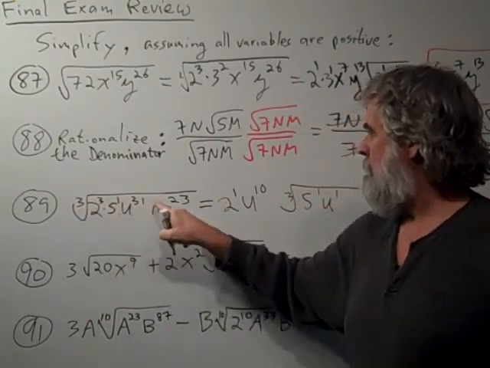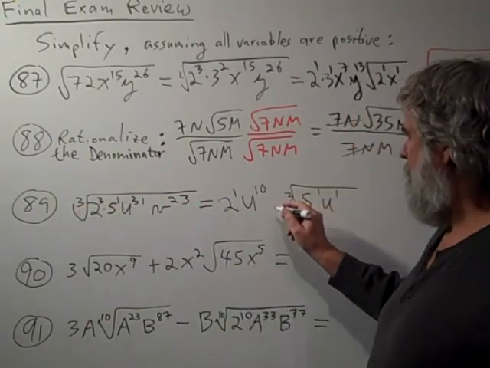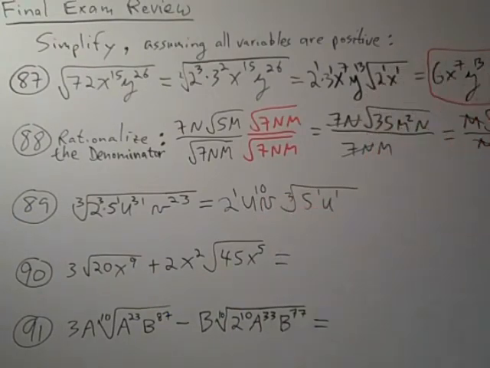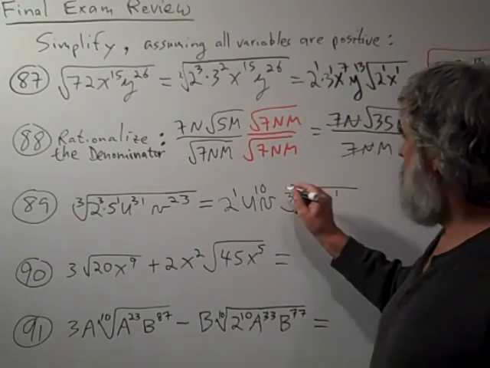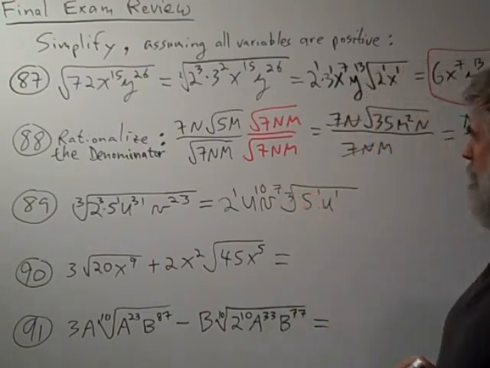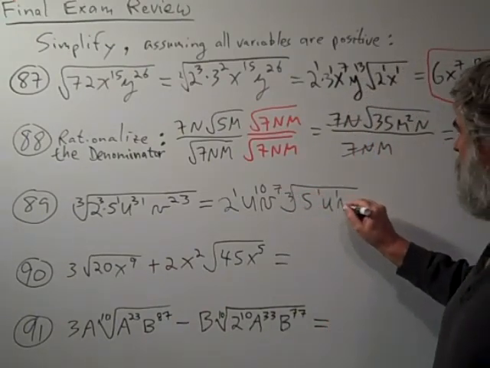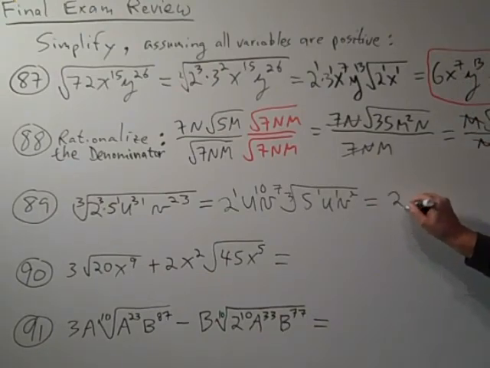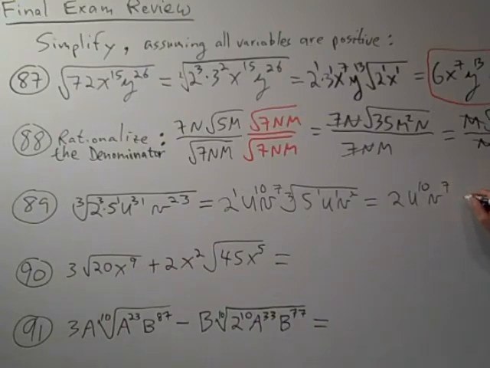And 3 divides into 23 7 times with a remainder of 2. So what this one is, 2 times u to the 10th times v to the 7th times the cube root of 5u times v squared.